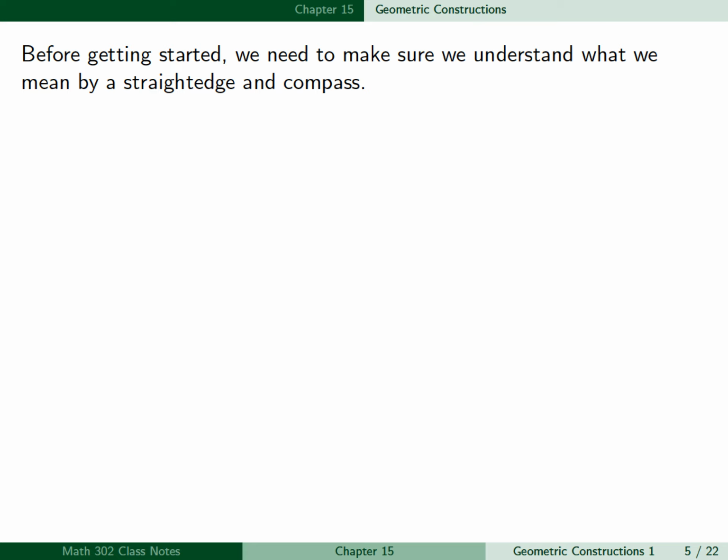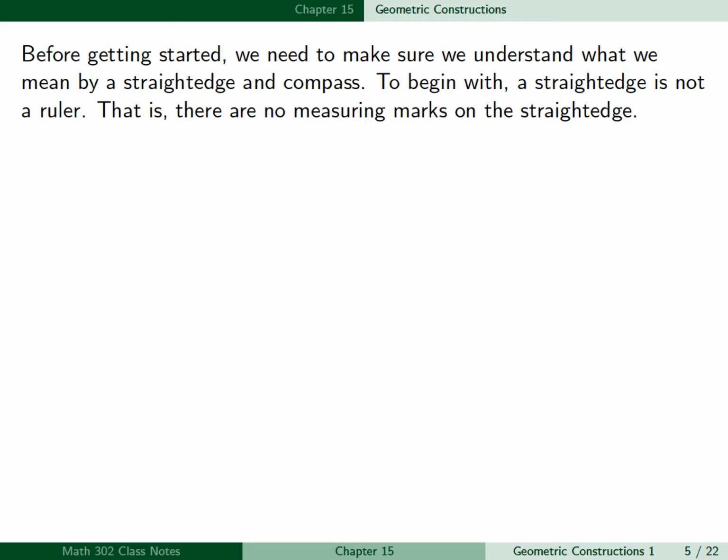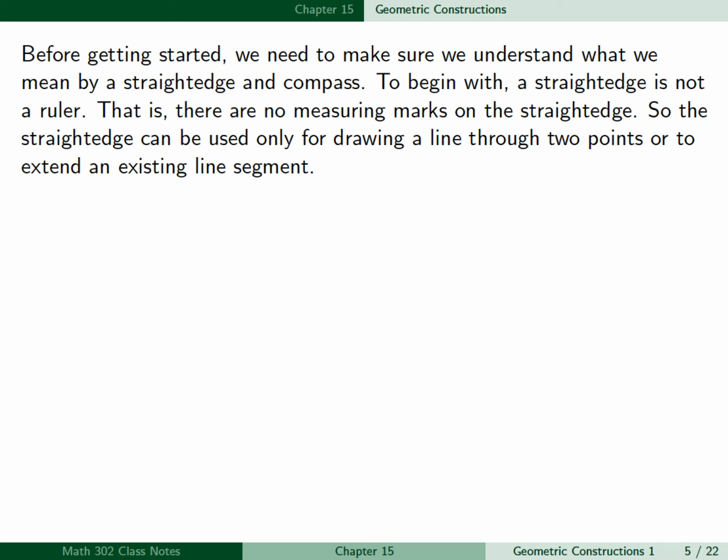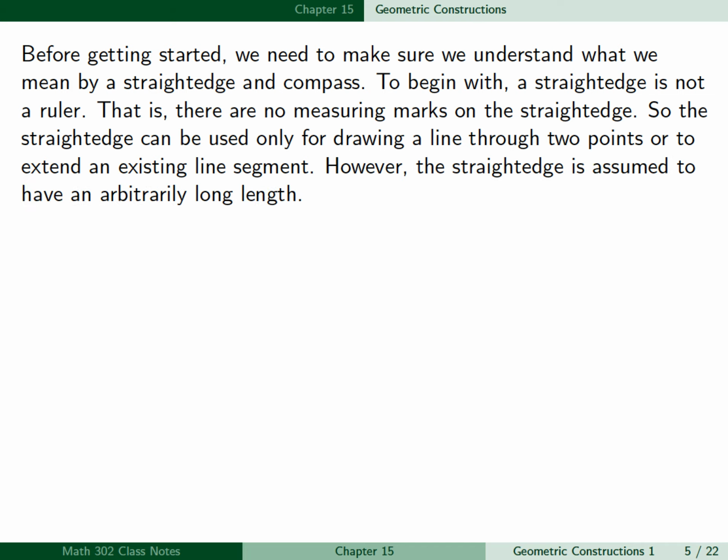Before getting started, we need to make sure we understand what we mean by a straight edge and compass. To begin with, a straight edge is not a ruler. That is, there are no measuring marks on the straight edge. So the straight edge can be used only for drawing a line through 2 points or to extend an existing line segment. However, the straight edge is assumed to have an arbitrarily long length.